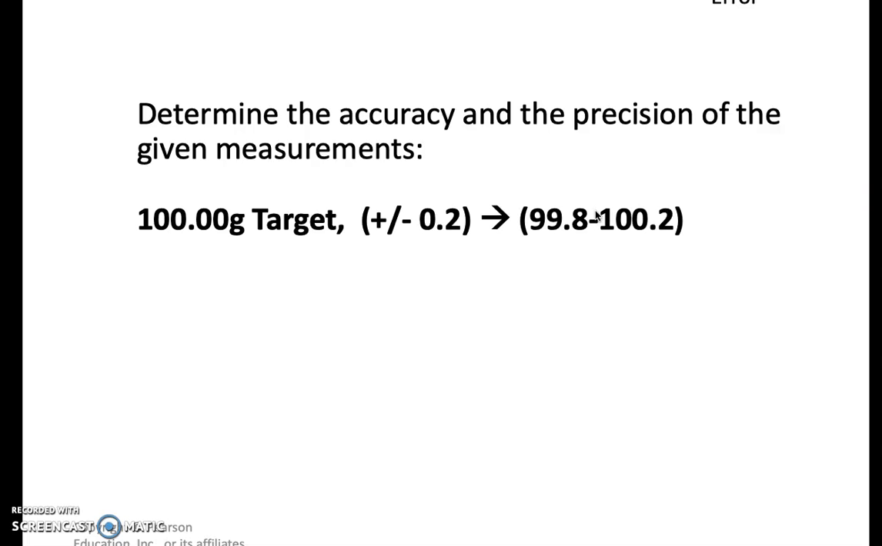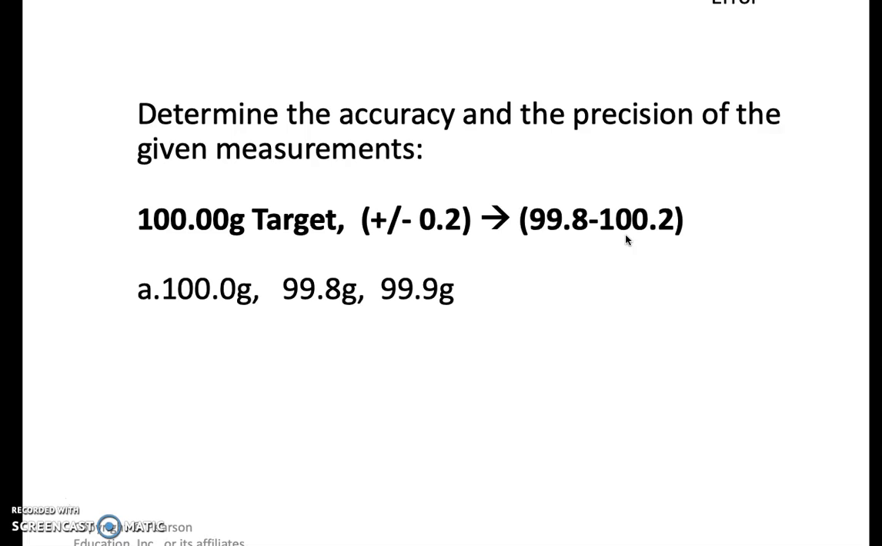Okay, now let's look at some numeric values. Determine the accuracy and precision of the given measurements. So 100.00 grams is our target. Okay, and we have a little bit of an error. So what that means is our window is from 99.8 to 100.2. There's our window. There's our target goal.